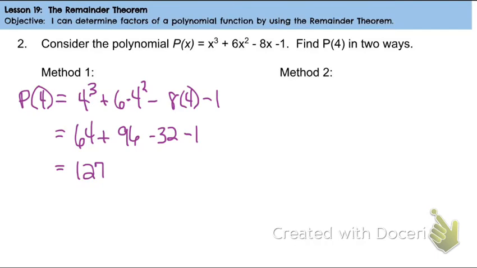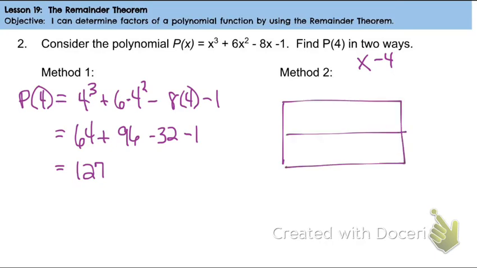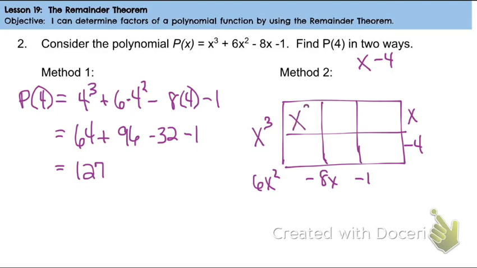The second way is p of 4, so it's going to be x minus 4 is what I'm going to divide by. So I'm just going to use the tabular method here. I want to end up with x cubed plus 6x squared minus 8x minus 1. You could also use long division if that makes more sense to you. I'm dividing by x minus 4, so that's x cubed in that box, so this must be an x squared. So this becomes a negative 4x squared, and I want to end up with positive 6x squared, so I need 10x squared here. So plus 10x.